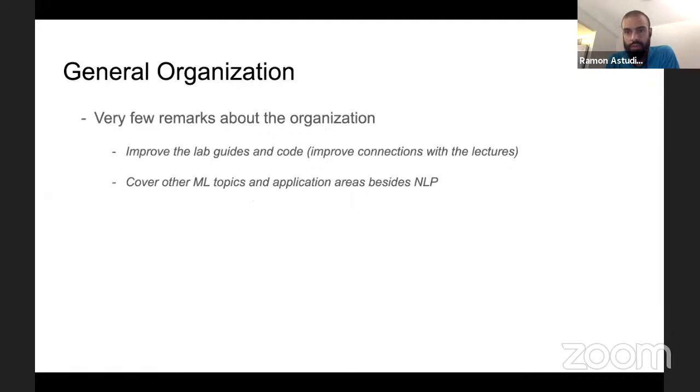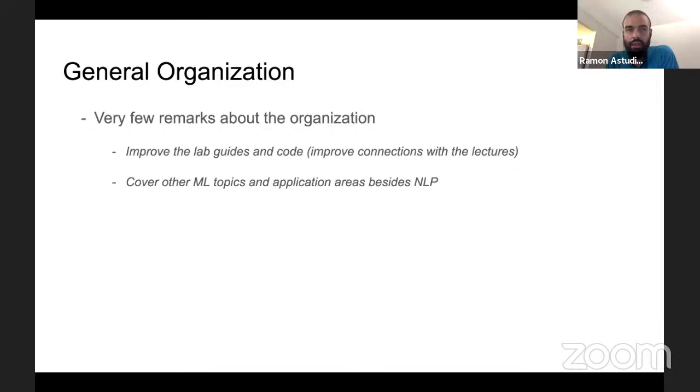I think that there is always this relation between the lectures and the code, right? And the guide. And I think that there's always a space for improvements there. We have some concrete ideas, but in general, I think that the connection kind of worked. There's always the discussion about different topics. This is a constant every year.